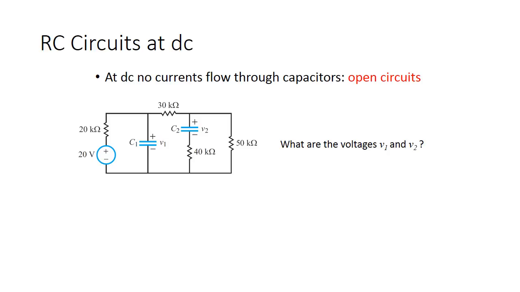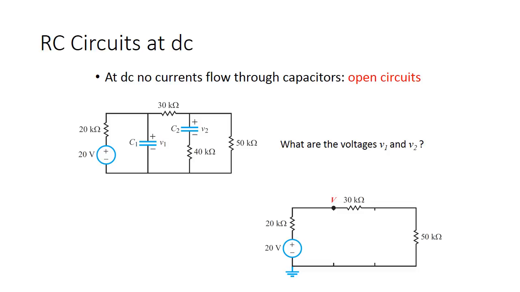If this was drawn in pencil, we could literally erase C1 and C2 and just leave holes in those circuits. Then we could calculate what's left. What's left is the circuit going around the outside: the 20 volts, 20 kilo ohm, 30 kilo ohm, 50 kilo ohm, and then back to the return on the 20 volt source. Essentially none of the inside matters. So we can draw it like this, and this is the simplification at DC for a given amount of time, which is pretty easy. Essentially, we just remove the capacitors.